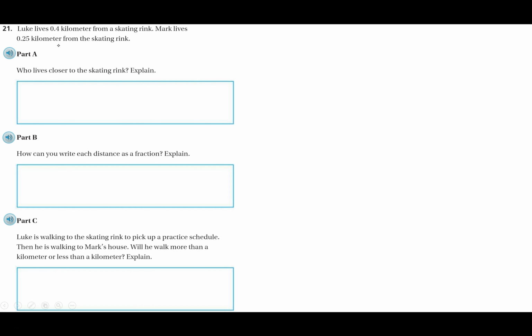Luke lives 0.4 kilometers from a skating rink. Mark lives 0.25 kilometers from a skating rink, or 25 hundredths. Okay, so let's pull that out. Luke lives 4 tenths, and there's Mark, and he lives 25 hundredths. So who lives closer to the skating rink?